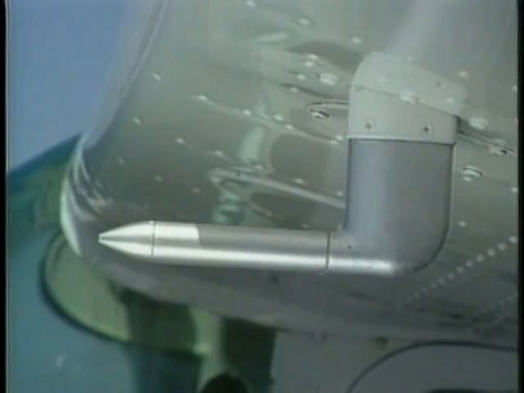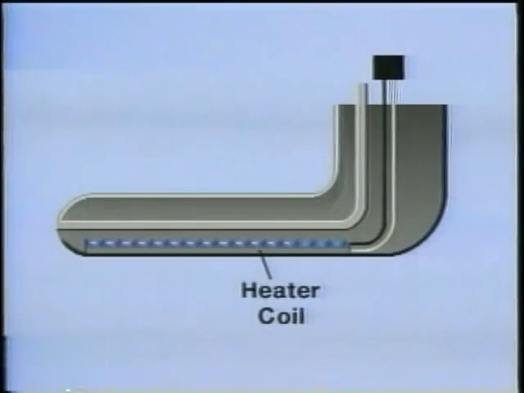Probably the most common anti-icing device is the pitot heater. A heater coil of high-resistance metal is built into the pitot tube housing. When the switch in the cockpit is activated, the coil's high resistance causes it to heat up and prevent the formation of ice.